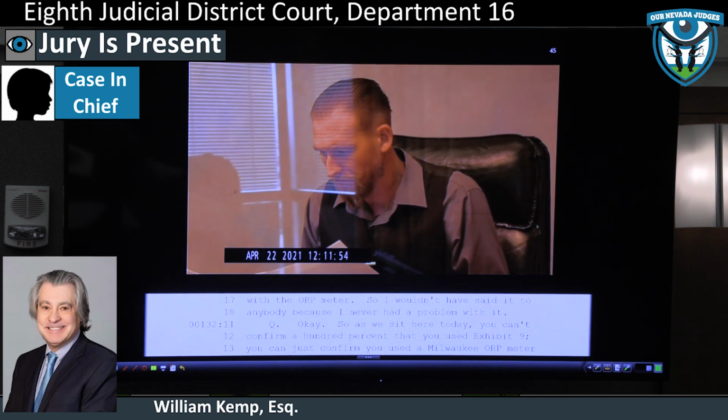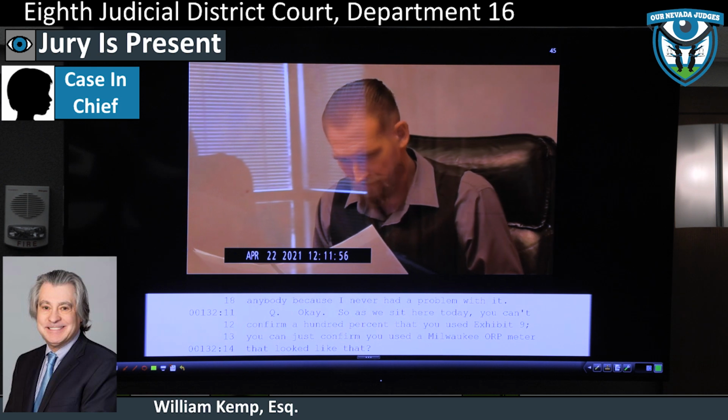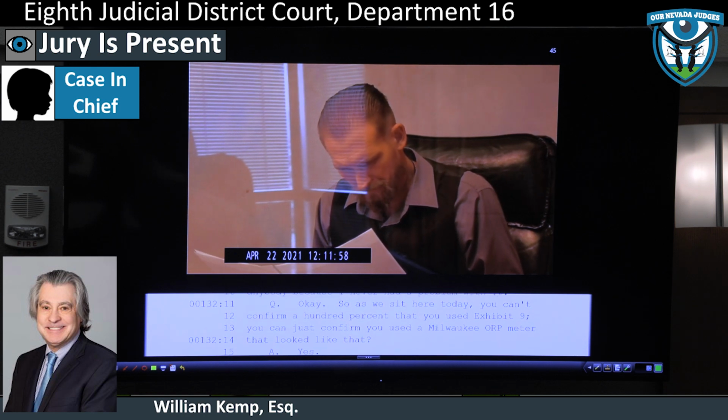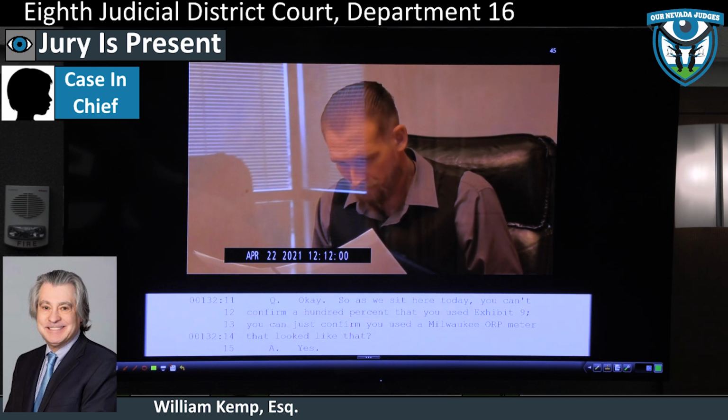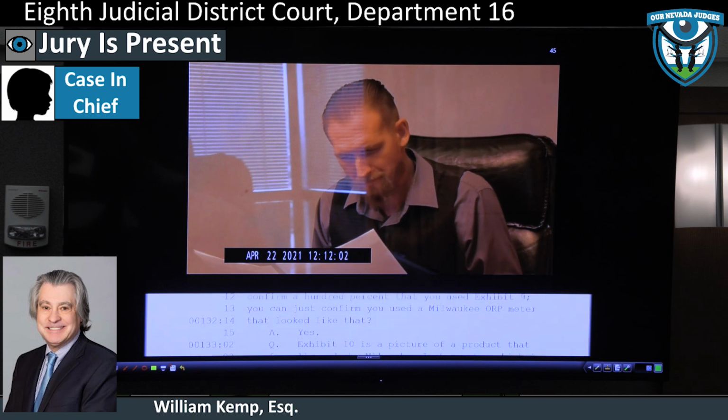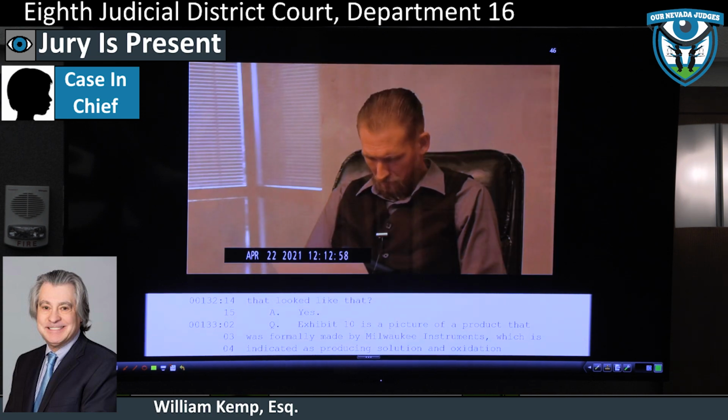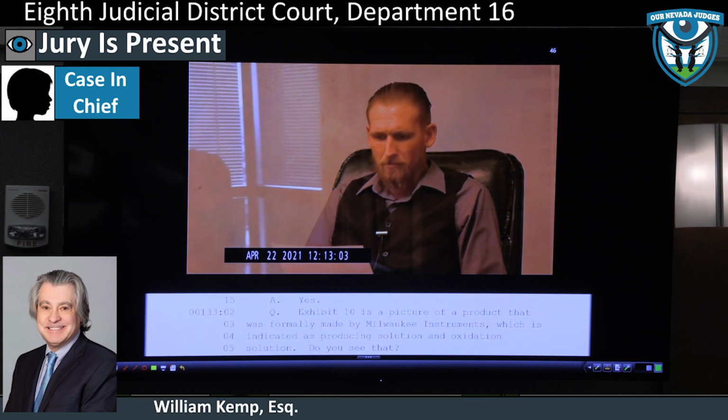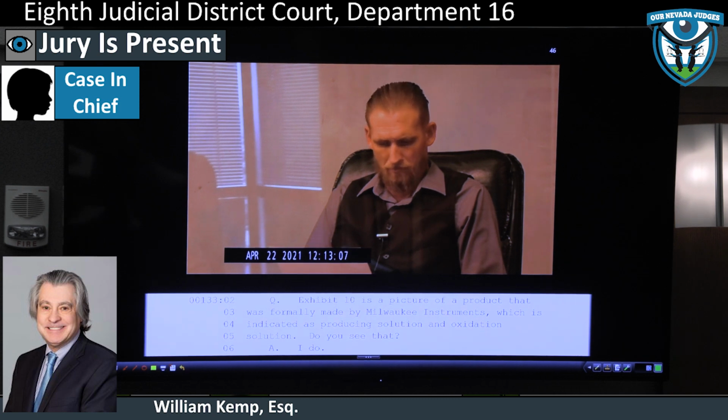So as we sit here today, you can't confirm 100% that you used Exhibit 9. You can just confirm that you used a Milwaukee ORP meter that looks like that. Yes. Okay, Exhibit 10 is a picture of a product that was formerly made by Milwaukee Instruments, which is indicated as reducing solution or oxidation solution. Do you see that? I do.